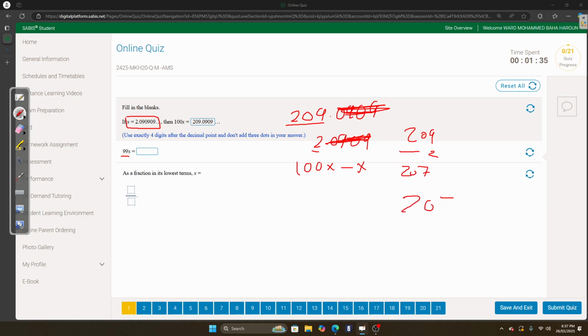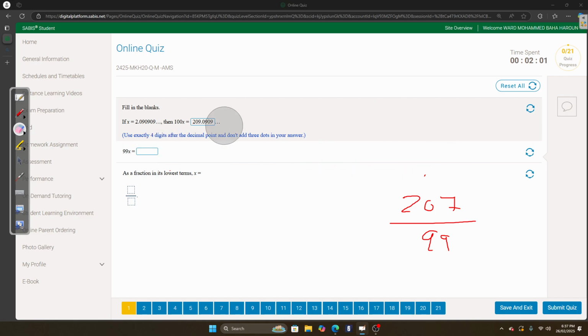So to find the fraction in those terms, we have 207 over 99. Why did we do it? Because 99x is equal to 207. You're going to divide by 99 from both sides, right? So it's going to look like this: divide by 99, divide by 99. That's what we have here. Let me just cancel everything.